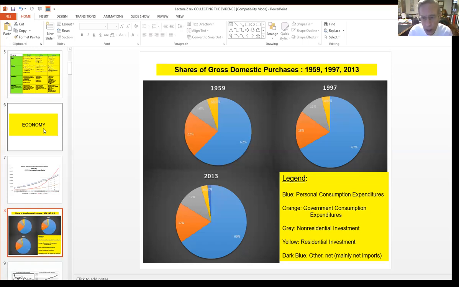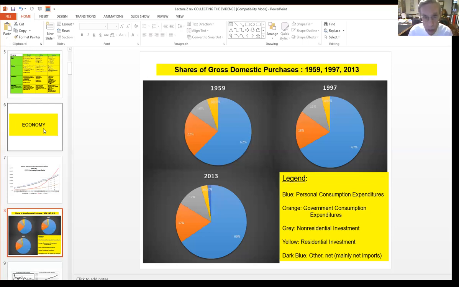Today, it's probably closer to 70%. So if you haven't heard already that the U.S. economy is driven by consumer spending, and I imagine you have, these pie charts demonstrate why that is said.